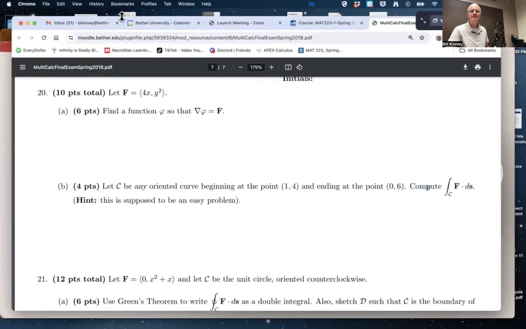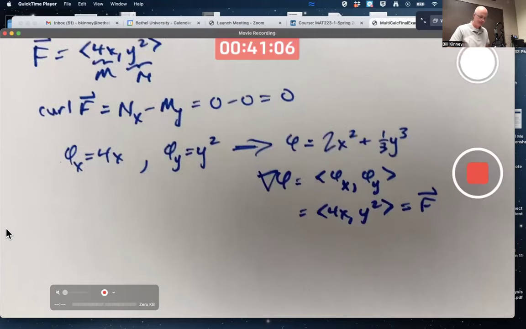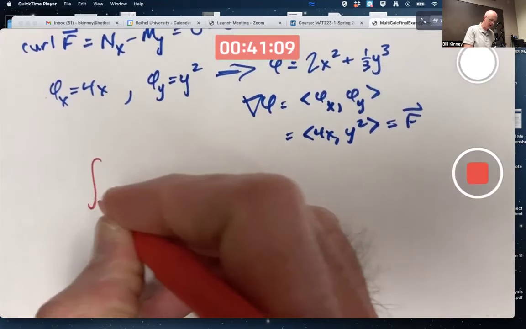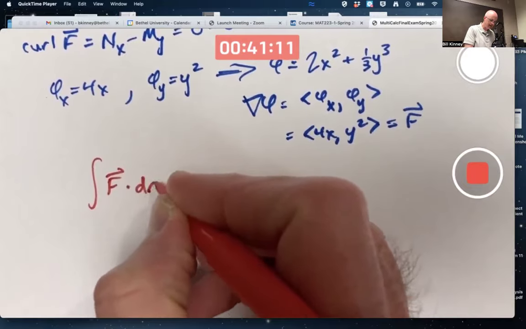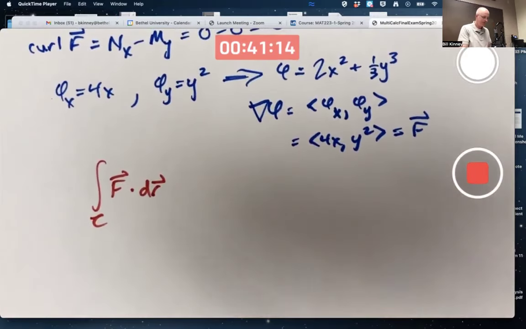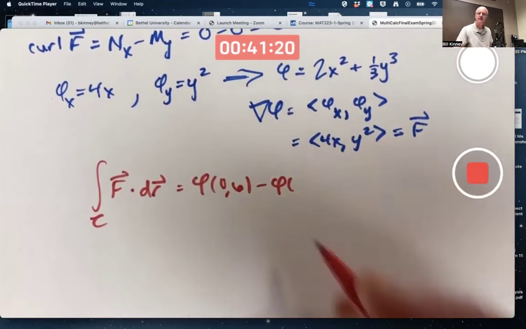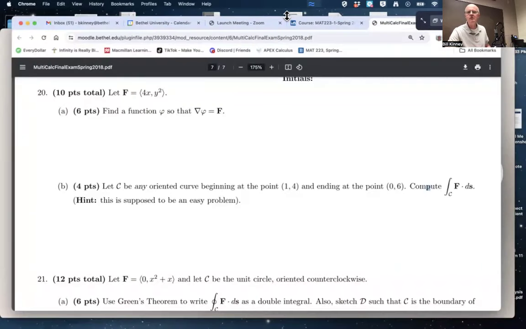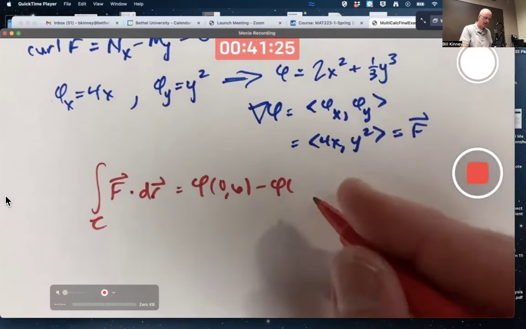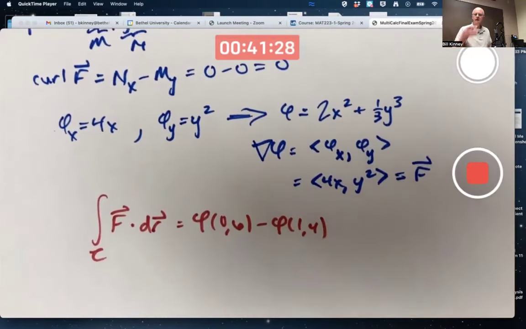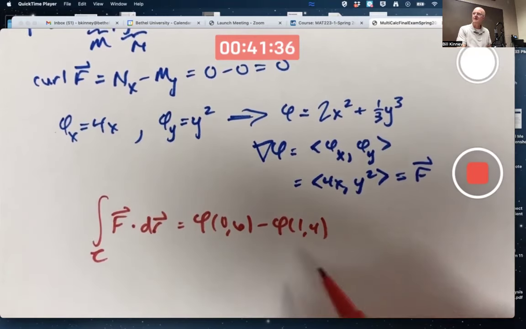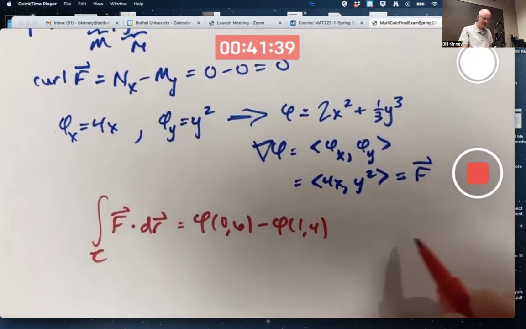So starting point is 1,4, ending point is 0,6. Using our notation with dr instead of ds, this will be phi of 0,6 minus phi of, what was it? 1,4. In the book, they use the letter F. Here I'm using phi. It's not the spherical coordinate phi. Okay, I'm using a different version of phi here instead of that.